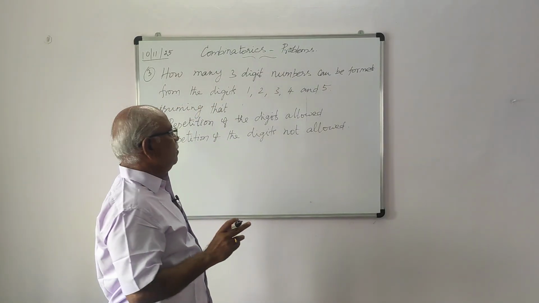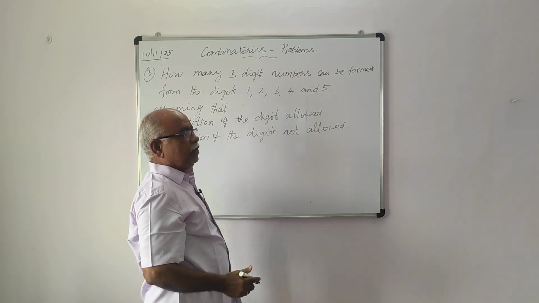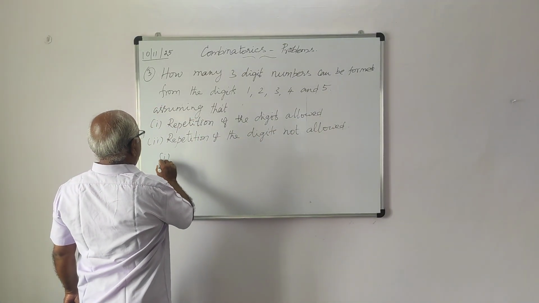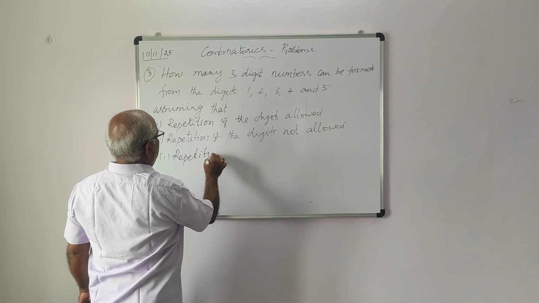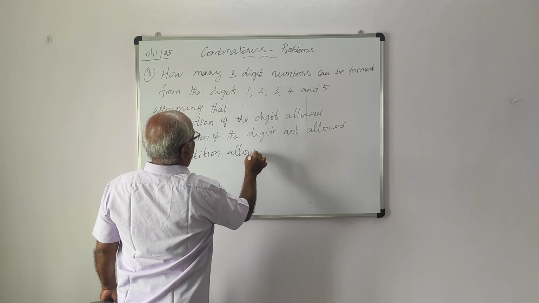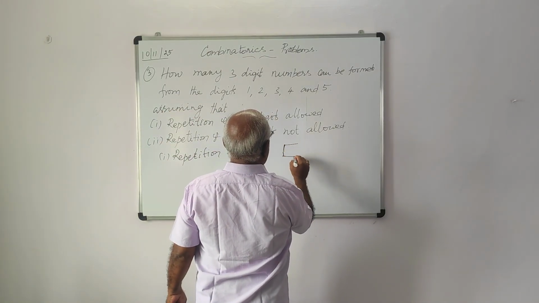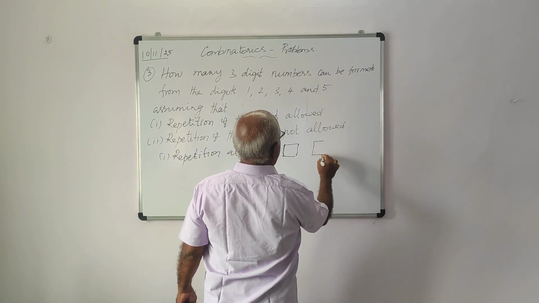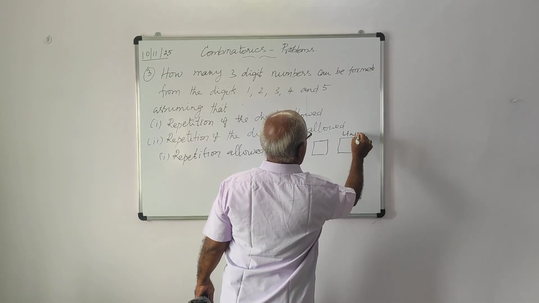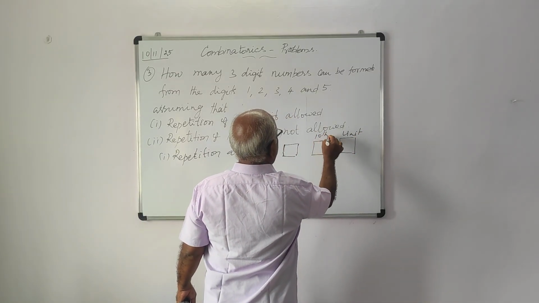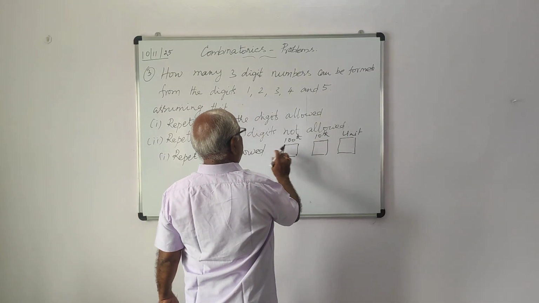The first rule is repetition of digits allowed. That means you have to form a 3-digit number, using 3 digits. See, this is your unit place, this is your 10th place, this is your 100th place.